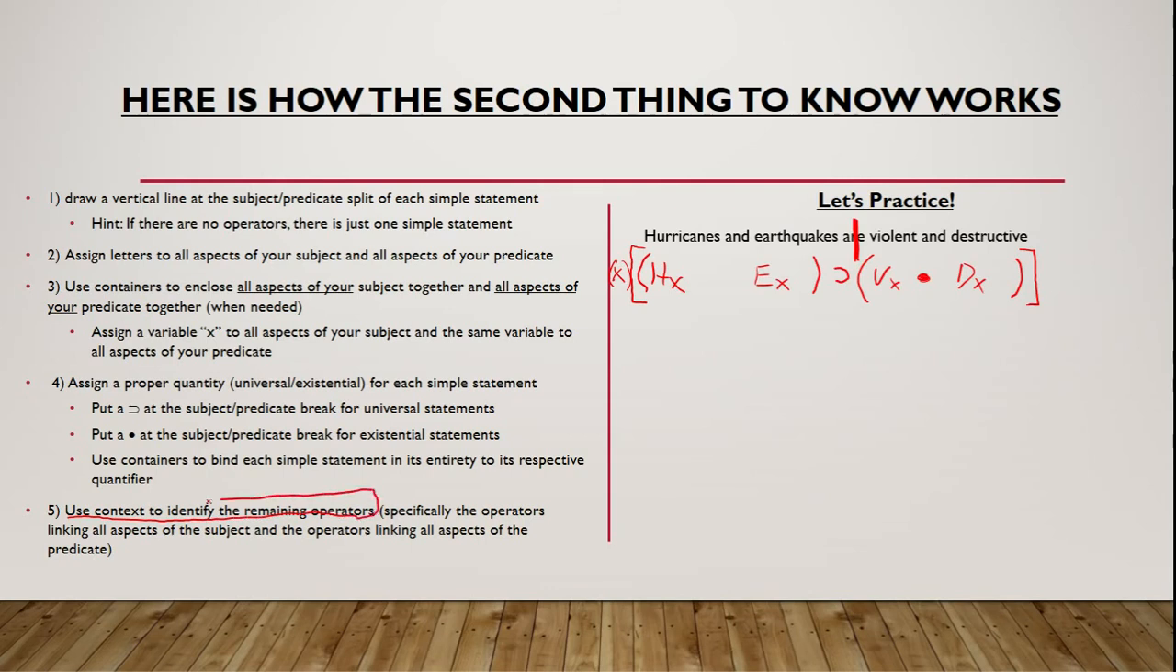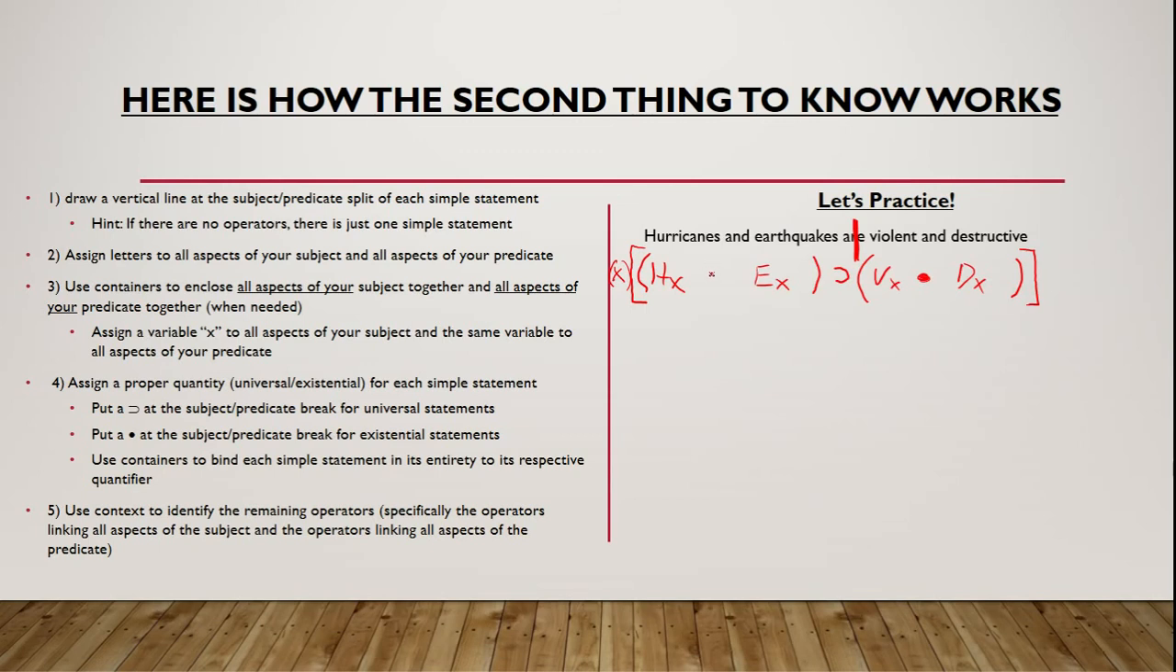This is where the context really matters. So as we read this, think about it. Even though the word is and, think about the meaning of this sentence. Hurricanes and earthquakes are violent and destructive. Are we talking about things that are like hurriquakes or earthcanes, like it's a hurricane earthquake combination like South Park's Man Bear Pig, it's just one thing?